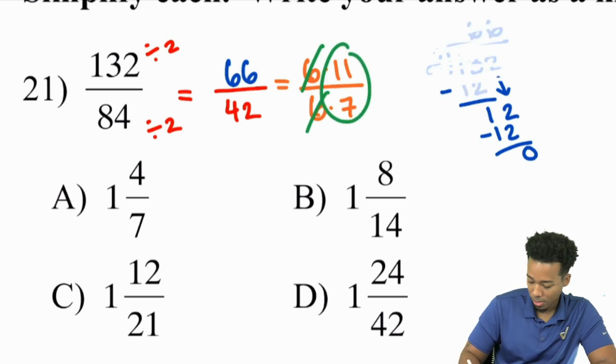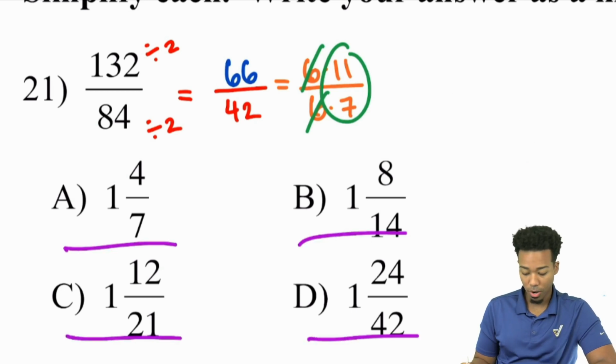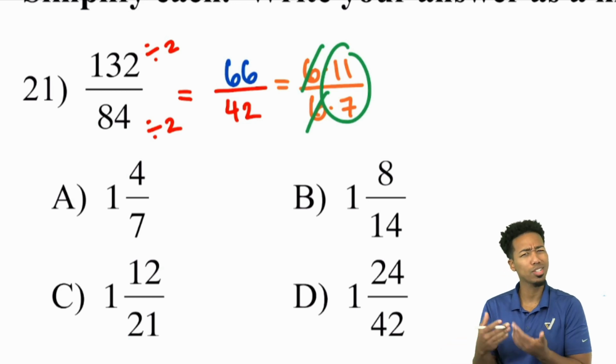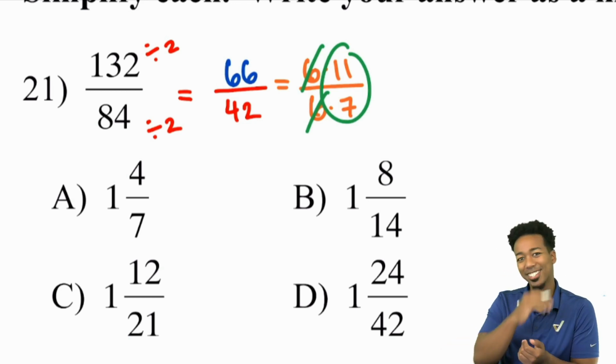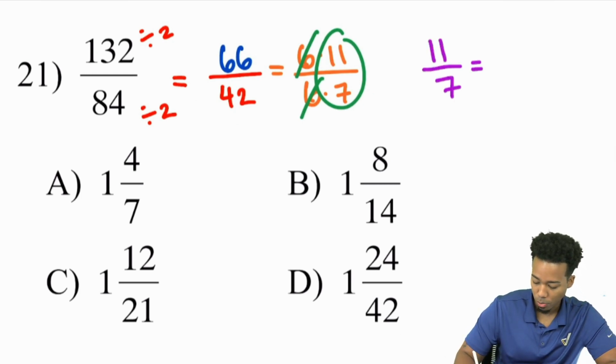Now let me erase this over here. And now we have 11 over 7. Now the next step that we have to take, because again, look at the answer choices. All of our answer choices are all mixed numbers. So the question is, how do I turn this into a mixed number? I got you. So what we're going to do here is, I have 11 over 7, right? So here's how you turn an improper into a mixed number.